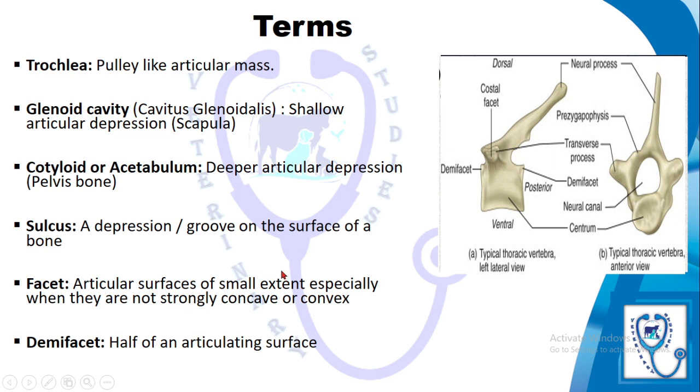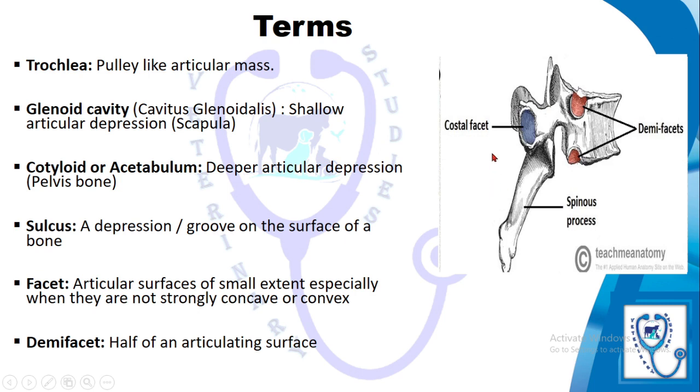Semifacet. Semifacets are the semi or partially articular surfaces of a bone. This is a picture of a vertebra. This part of a vertebra is called the costal facet, which forms a costovertebral joint between vertebrae and ribs. This is also a facet which is facing toward another vertebra to form an intervertebral joint.